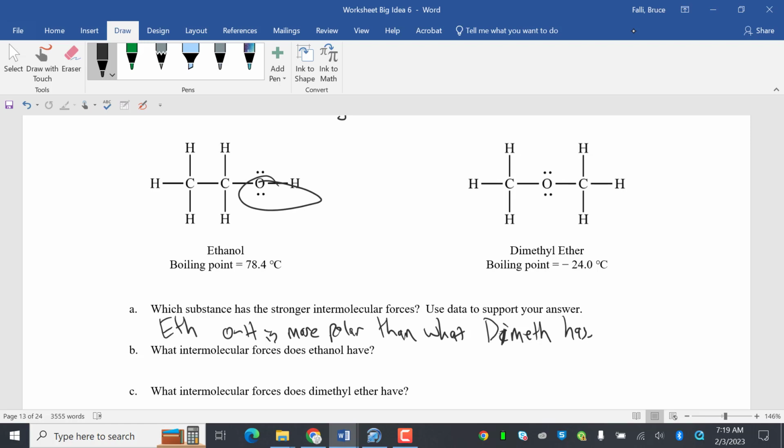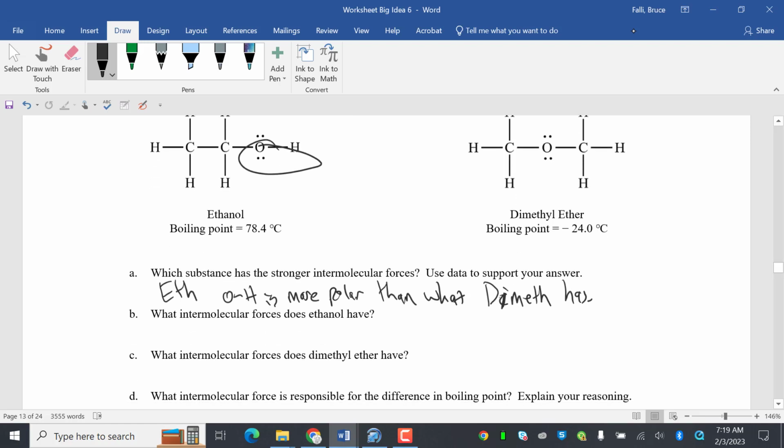What intermolecular forces does ethanol have? Ethanol has intermolecular forces of H bonding, and I bet you forgot it, and dipole.